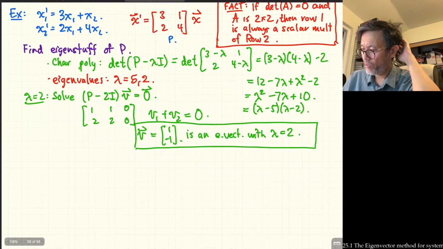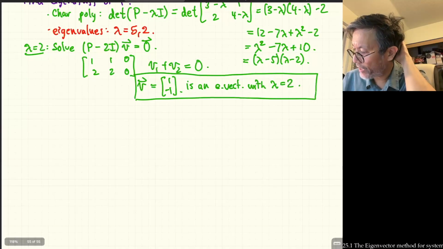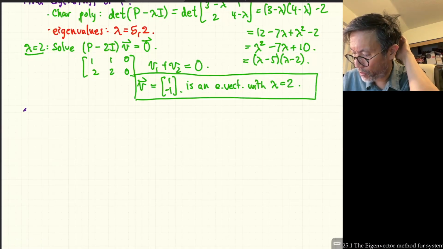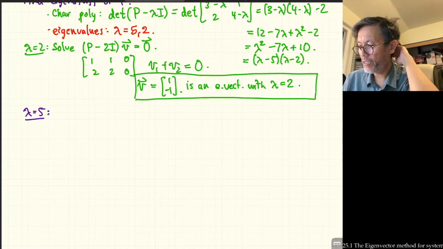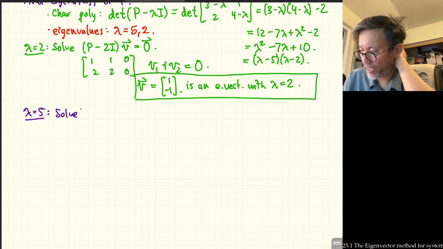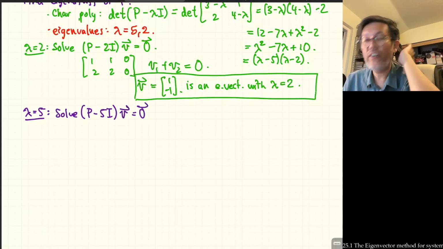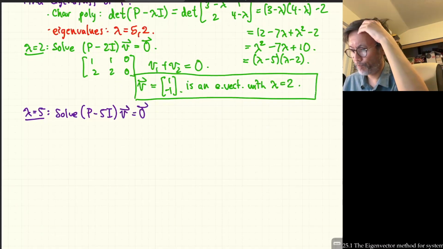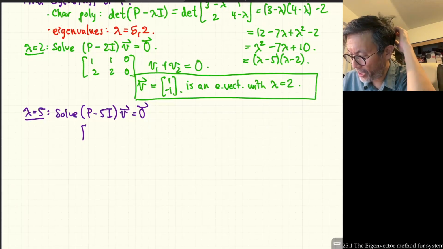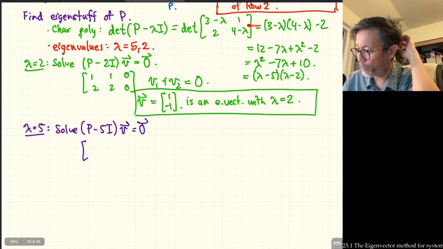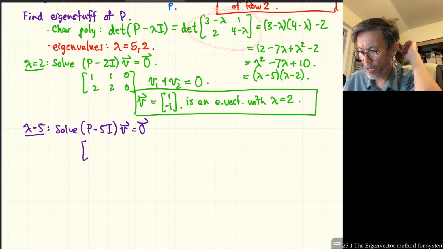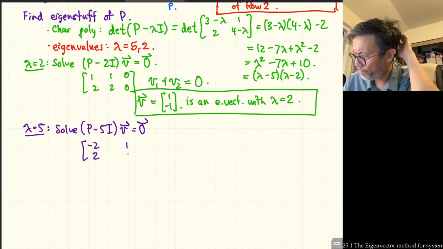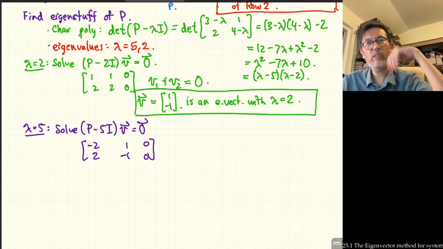Okay. Second point. Second eigenvalue is lambda equal to 5. Let's do this in purple. So now we want to solve, in this case, P minus 5 times the identity times v equals 0. We want to find a non-zero v, which makes this happen. So if we plug in 5 into this matrix here, what we get is -2, 1, 2, -1. Oh, and I augment with a 0, right?